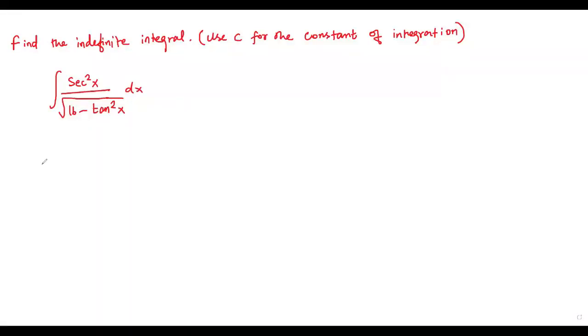Here we have a problem on integration. That is, we have to find the indefinite integral over here. Okay, let me start working on this. What I'm going to do is make this numerator as 1 and write this secant square x along with dx over here.